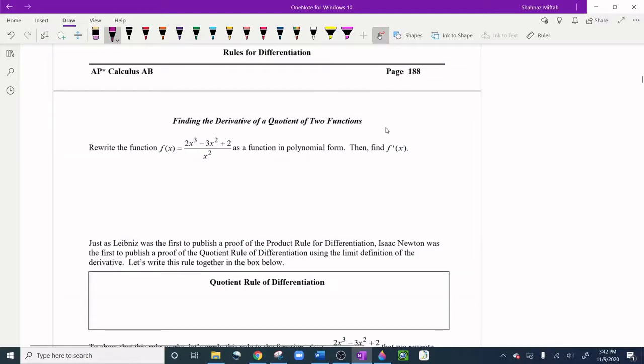In this video, I will explain the rules for differentiation, and this time the rule is the quotient rule, the derivative of a quotient of two functions. So this is the function f of x, and it looks like it's a quotient. So we have to solve this a different way, not the quotient rule. Right now, we have to rewrite this question. So I'm going to rewrite this function as a function in polynomial form, then we find the f prime x.